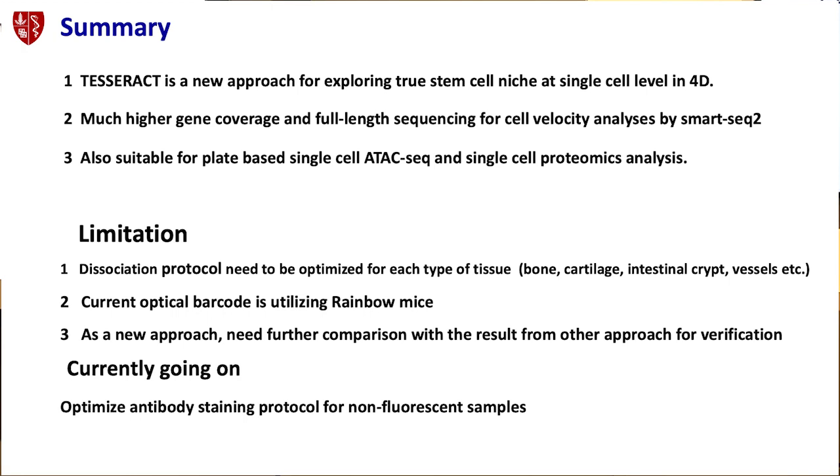And currently, we are using the optimal barcode from rainbow tissue, which means if you want to do it on human tissue, human is not rainbow, right? So we are trying to develop an antibody-based barcoding system, so you can use the antibody to stain non-fluorescent tissue, like human or other animals. Then you can also use Tesseract for those tissues and analyze it with Smart-seq data to get the spatial information within the niche.